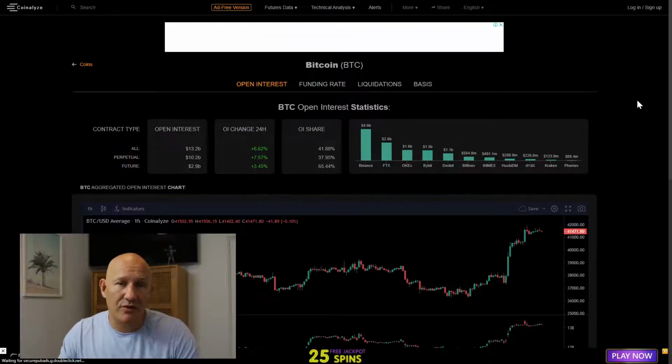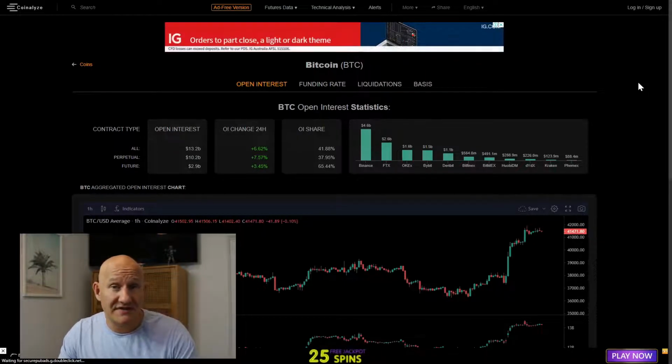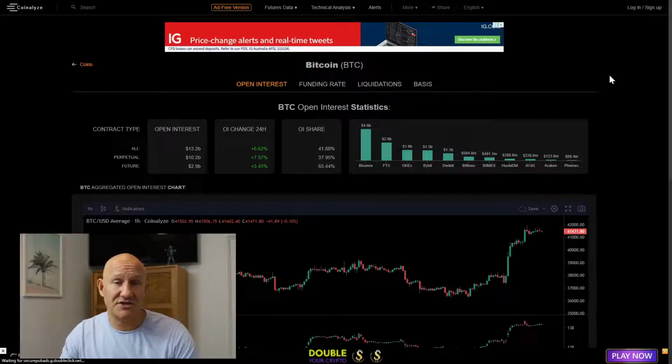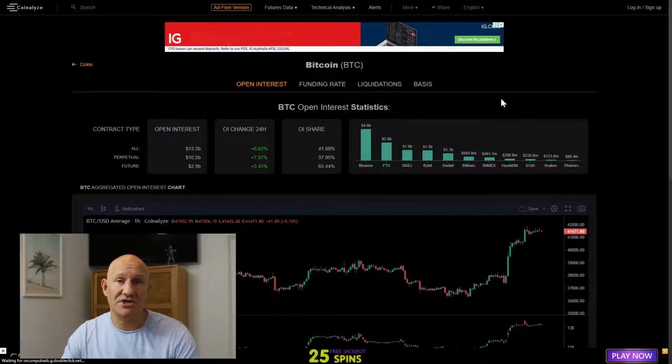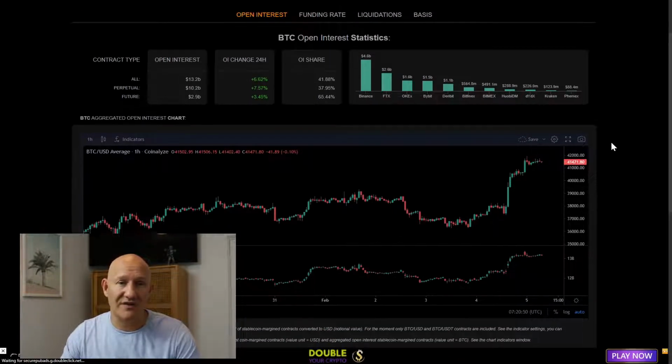And the last platform we'll look at is Coinalyze. This is similar to the Laevitas platform in that it breaks down all the same information that we saw on Cryptoquant, but shows it to you via exchanges. And it's just a slightly different way of looking at the same information.